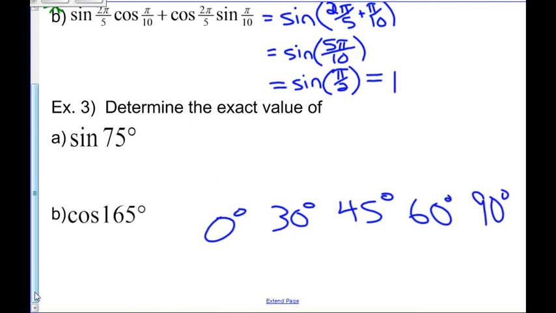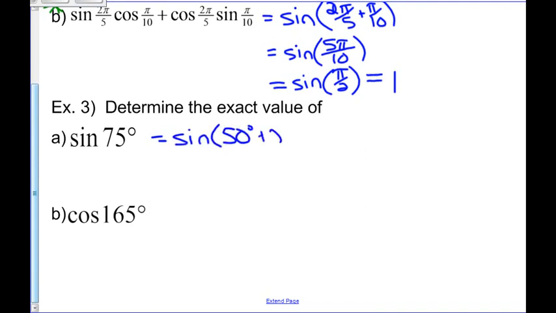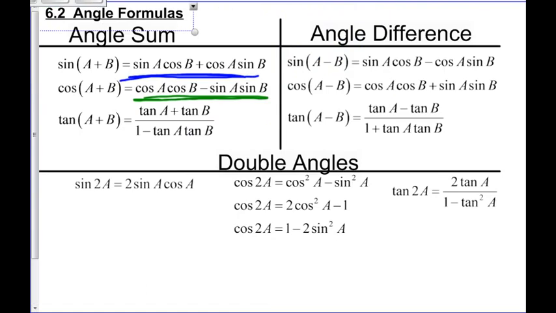Right here, we're asked to find the sine of 75. Now you ask yourself, can I express 75 as the sum of some angles I know something about? So if you wanted to, you could say, well, this is 50 plus 25. But that's not helpful. We don't know anything about the sine of 50 or 25. If we split it up, however, as 30 and 45, that would be good. Okay, so now we can go and use the angle sum formula.